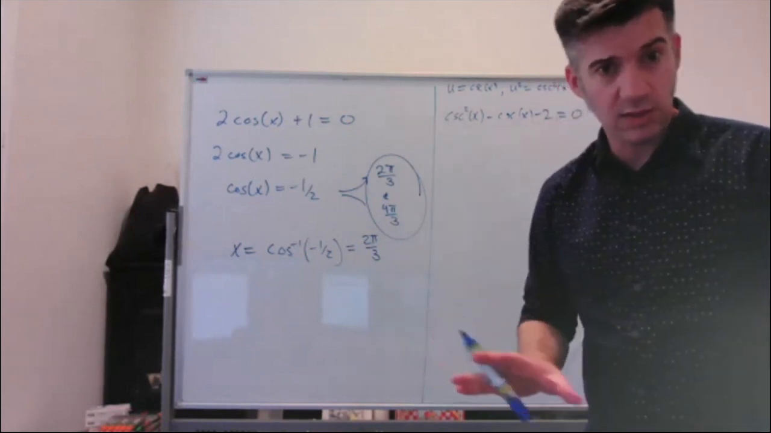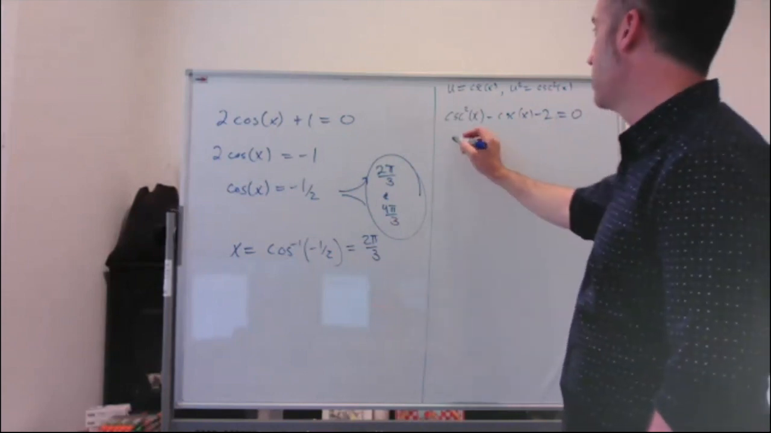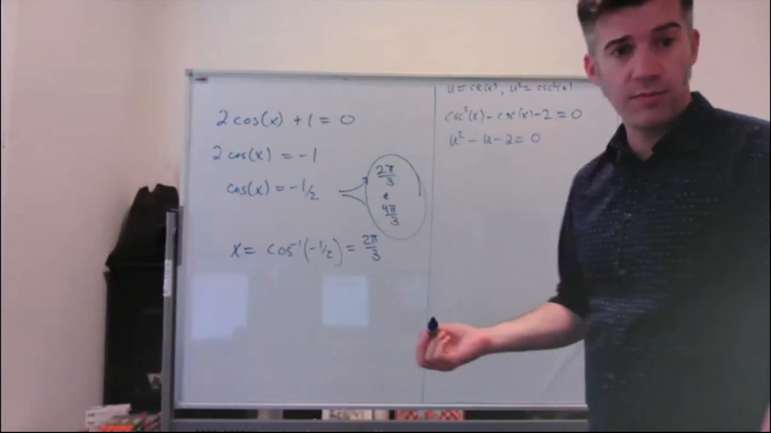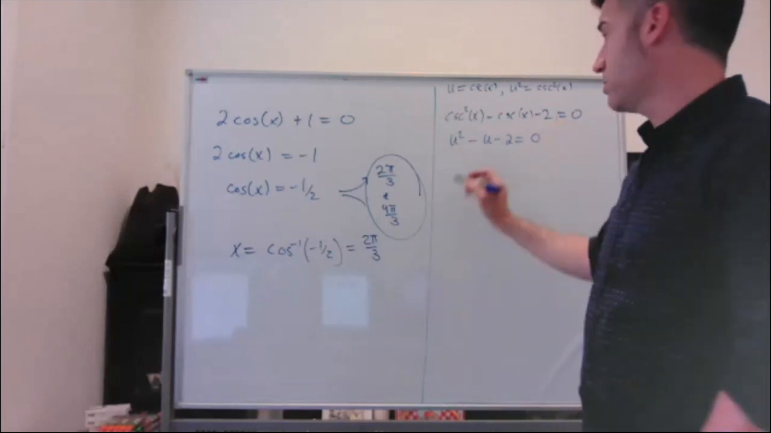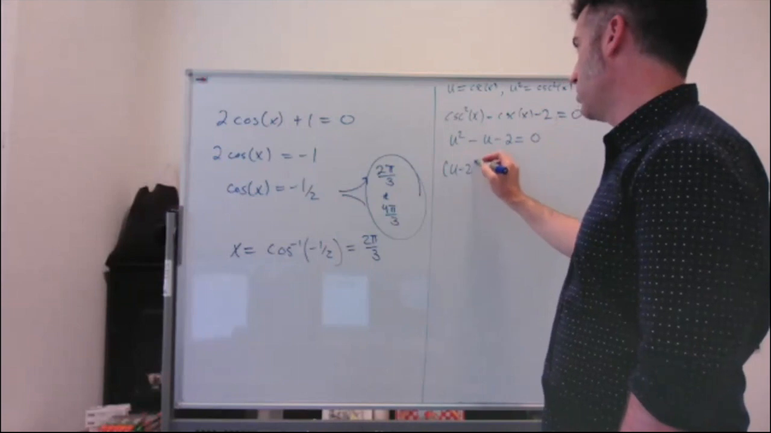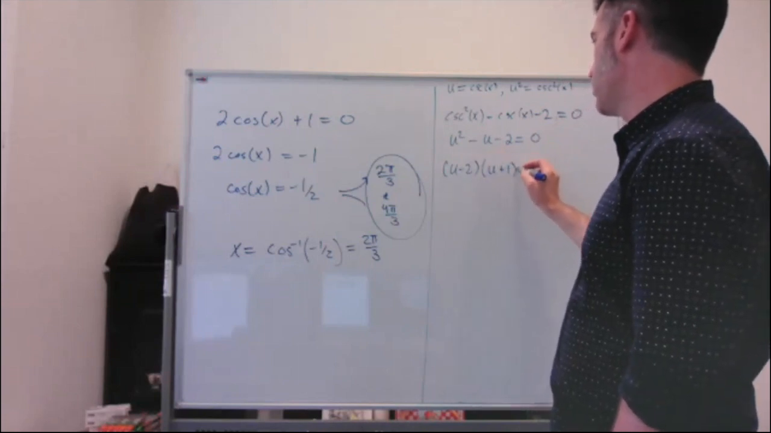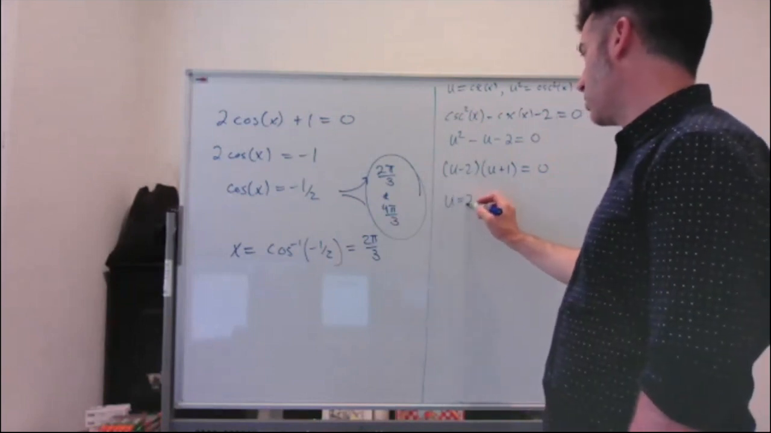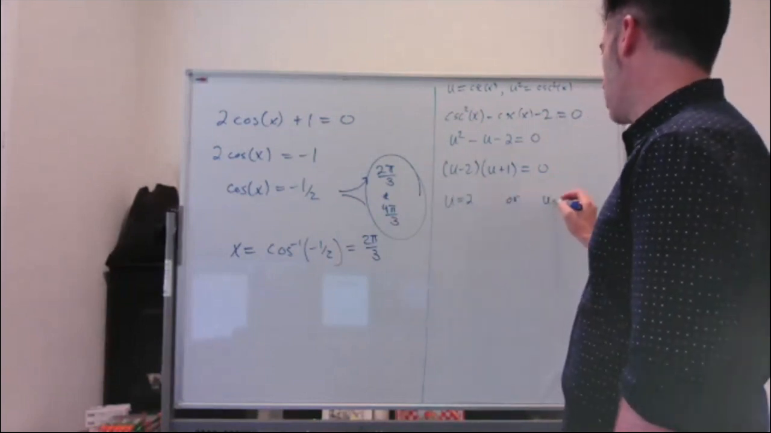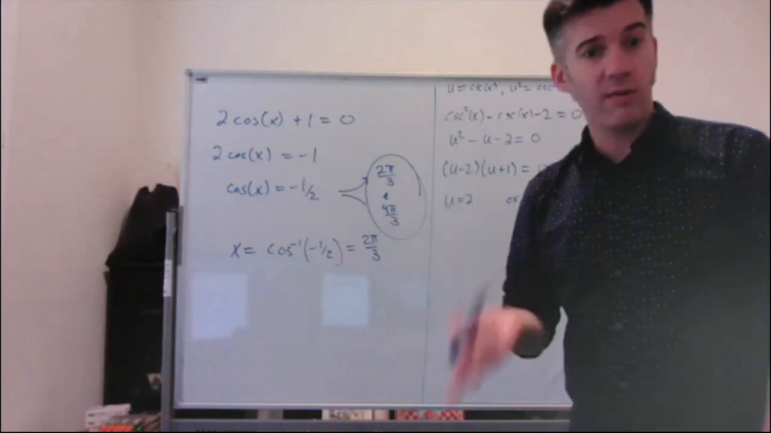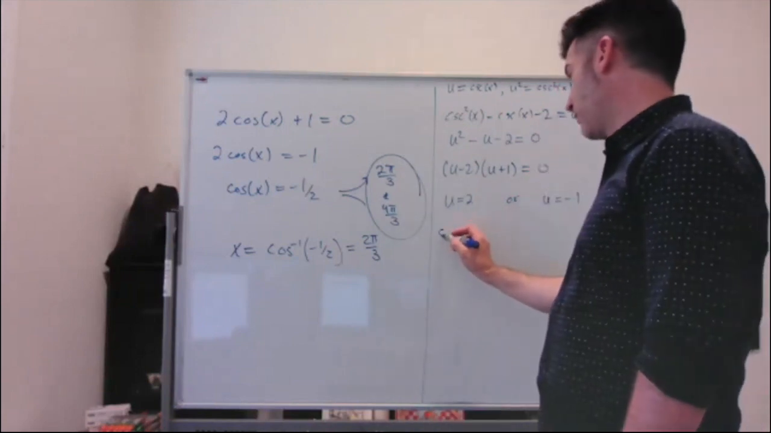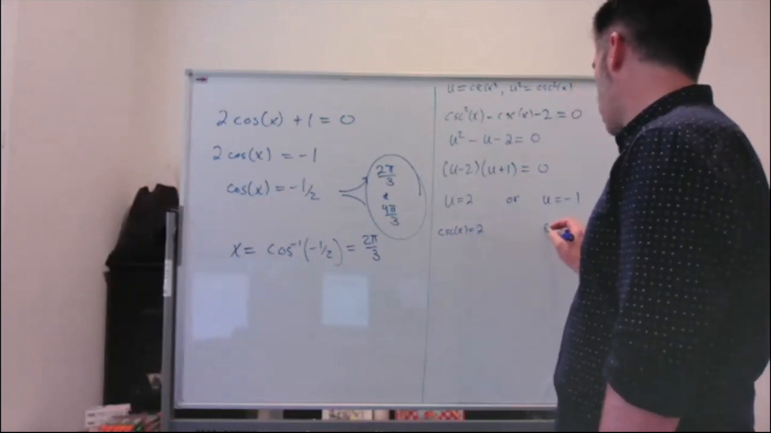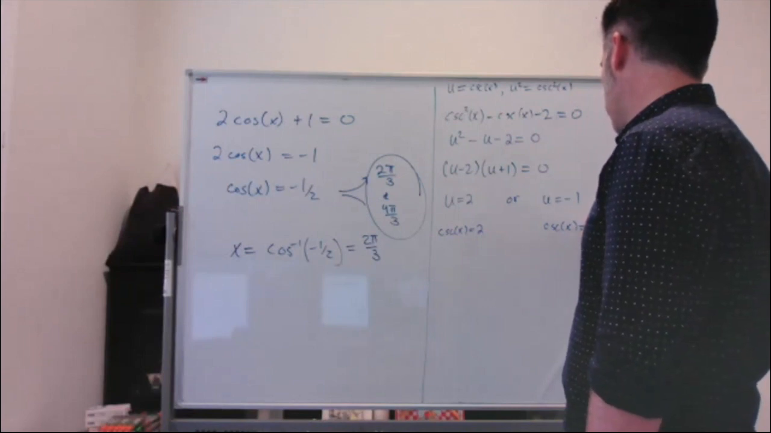You don't have to do this, it's totally optional, but you could rewrite this as u squared minus u minus 2 equal to 0. And then maybe it's easier to see that it factors as u minus 2 times u plus 1. So then I'm going to end up getting u equal to 2 or u equal to -1. And then I can replace u with cosecant. So that means I have cosecant of x equal to 2 or cosecant of x equal to -1.